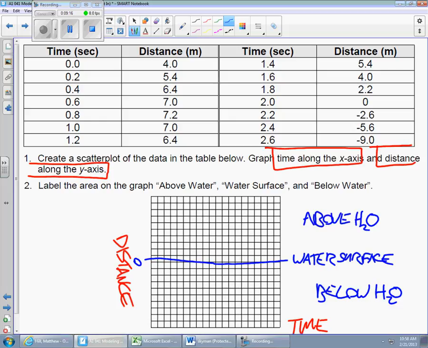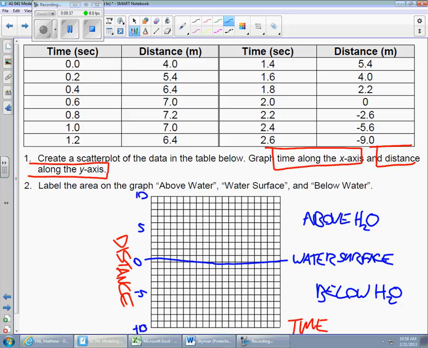So I'm going to go 1, 2, 3, 4, 5 meters, 6, 7, 8, 9, 10 meters. Down 1, 2, 3, 4, 5 meters, and down 1, 2, 3, 4, 5 more. Now look, if you manage to get that water surface line right in the middle of your graph, it works out pretty nicely. You get up to positive 10 and down to negative 10.